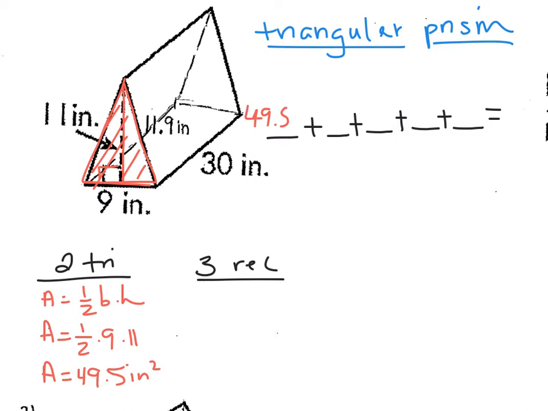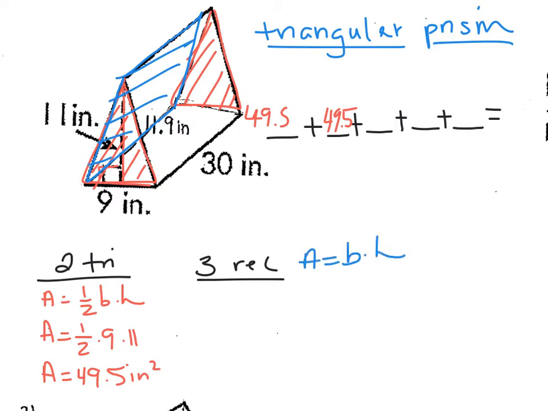Okay, well, there are 2 triangles in the picture, and in a triangular prism, the bases are exactly the same. So the area of the back triangle is also going to be 49.5. So now we're going to move on to the rectangles, and first of all, I'm going to highlight this rectangle in the back. I'll go ahead and shade it a little bit. So the formula for area of a rectangle is base times height.